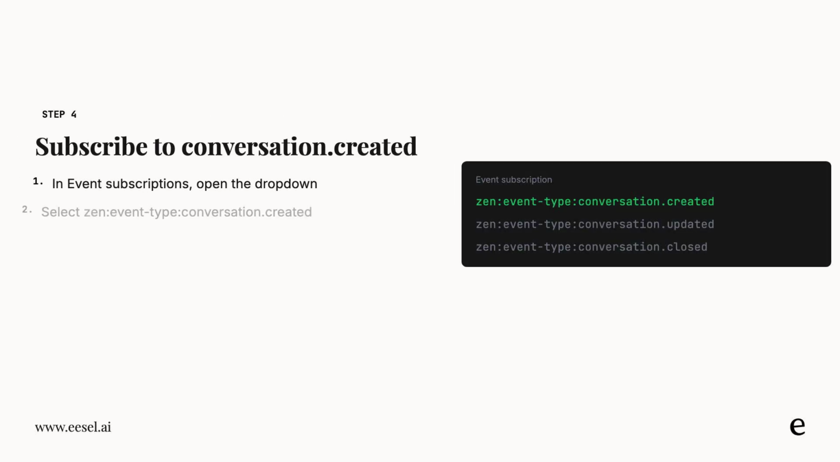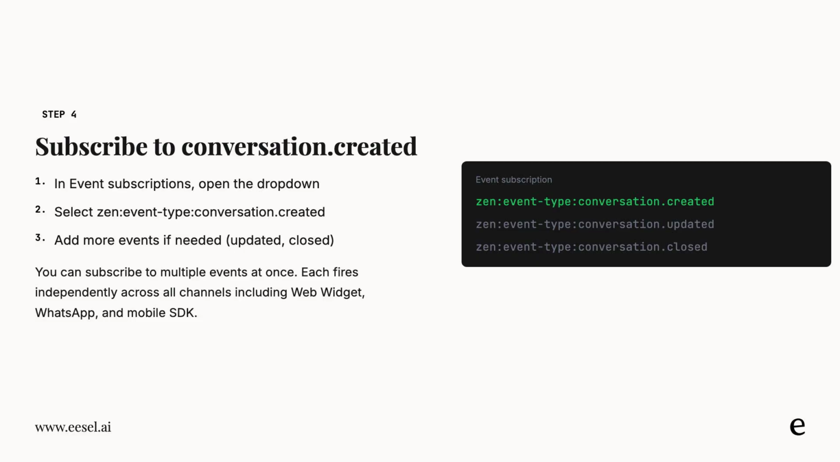Step 4, in the Event Subscriptions dropdown, select Zen event type.conversation.created. You can also add conversation.updated or conversation.closed if your use case needs them. Each event fires independently across web widget, WhatsApp, and mobile SDK channels.